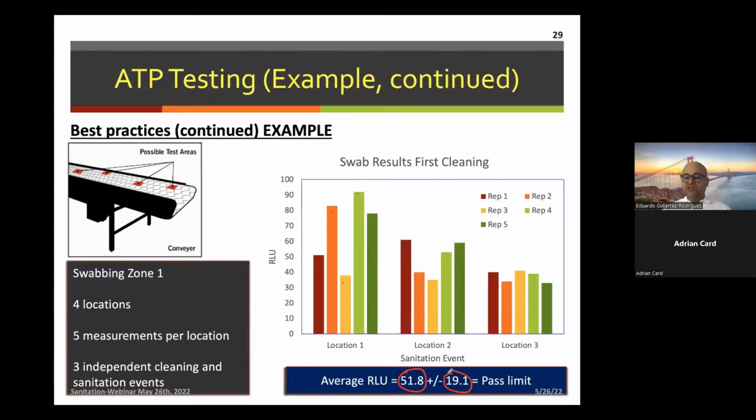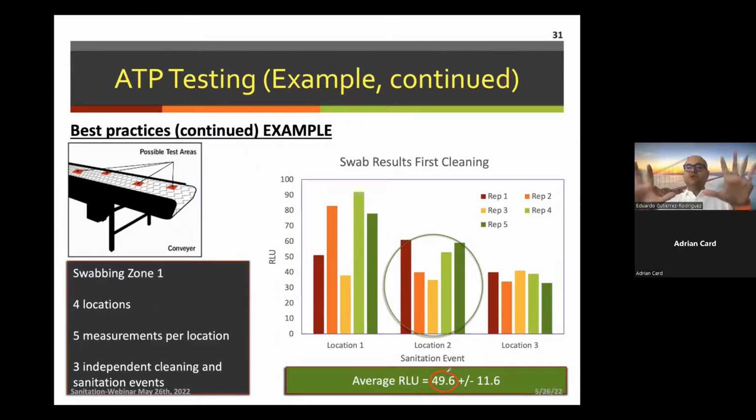If you were to do this for just one event, for this event, for example, it would be 68. So this would be a different value. Or if you were to do it for just this other area, the value could be lower, 49.6. That's why you need to do this at least 3 times, and take at least 5 samples per location, to capture all the variability that we have there.